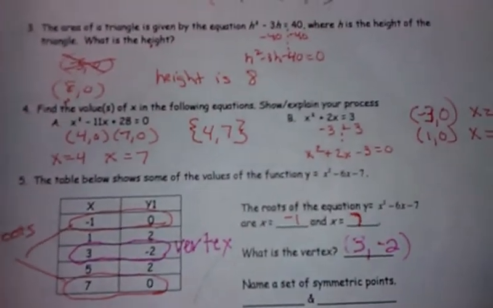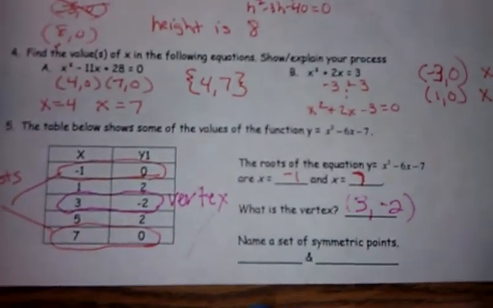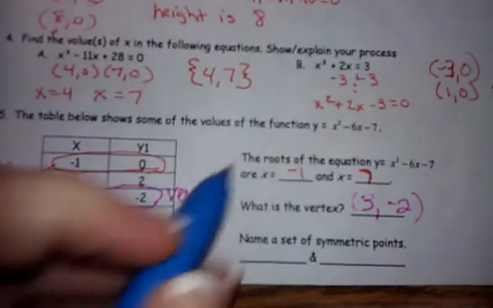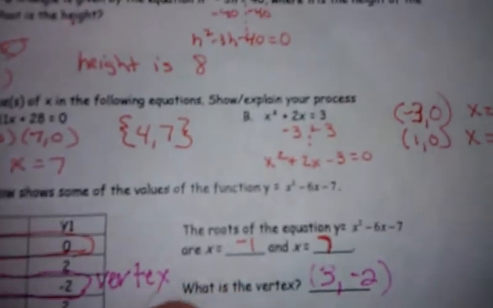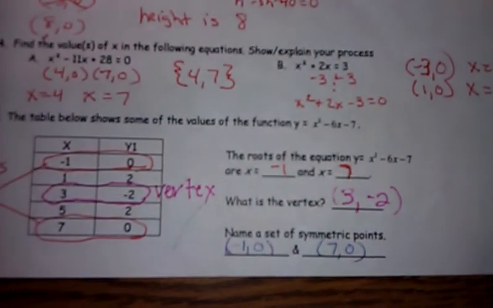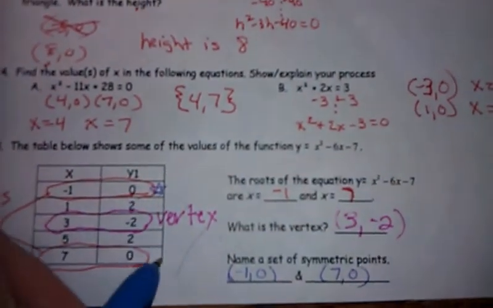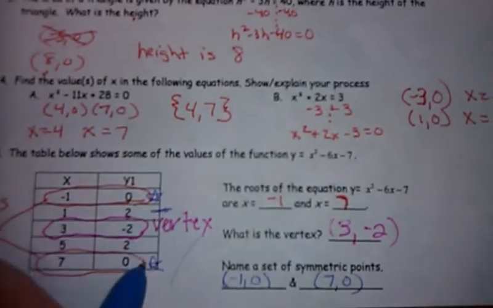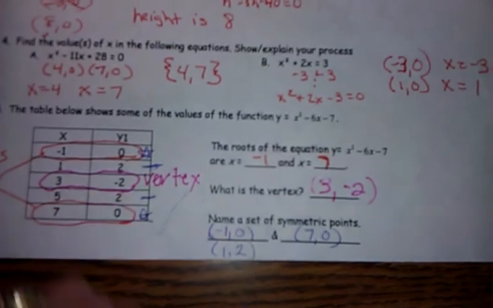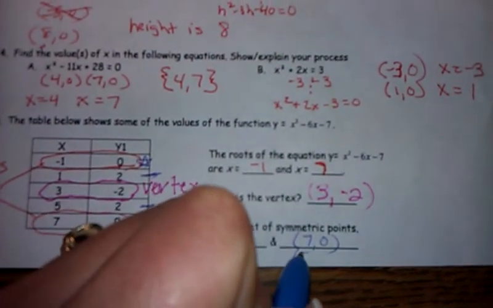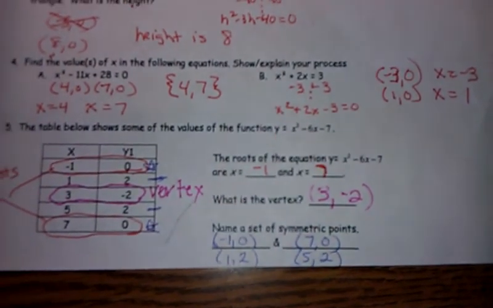Now it says to name a pair of symmetric points. Symmetric points have the same y number. I can use (-1, 0) and (7, 0). They both have the same y numbers, this one and this one. There's also this 2 and that 2. So I have (1, 2) and (5, 2). Either one of those would work as a symmetric pair.